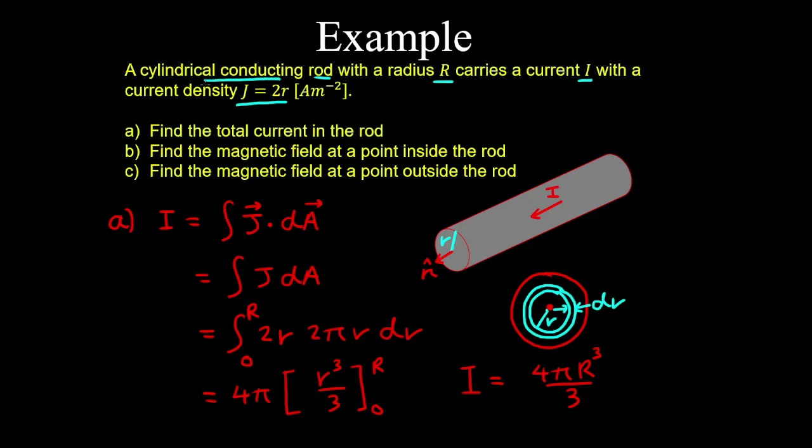So noting that the current density is in amperes per square meter, so the current will be in amperes per square meter by square meters. So we get the current in amperes.